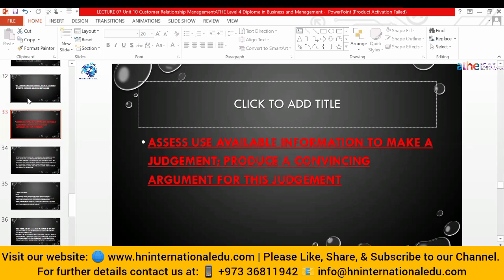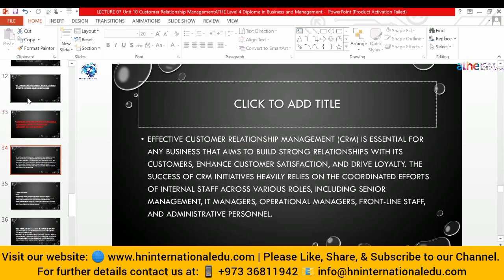Assess means to use available information to make a judgment and produce a convincing argument for this judgment. Effective CRM is essential for any business that aims to build strong relationships with its customers, enhance customer satisfaction, and drive loyalty. The success of CRM initiatives heavily relies on the coordinated efforts of internal staff across various roles, including senior management, IT managers, operational managers, frontline staff, and administrative personnel.